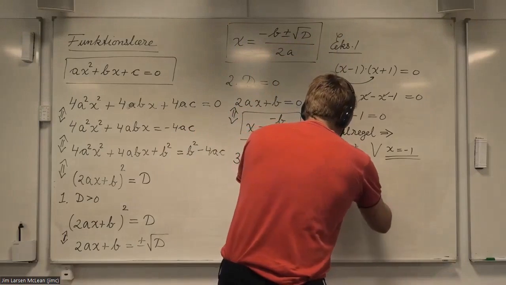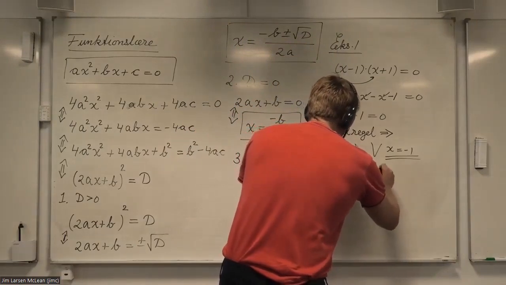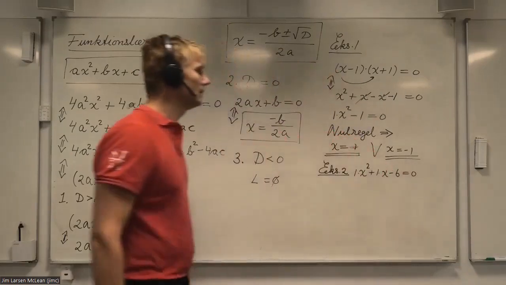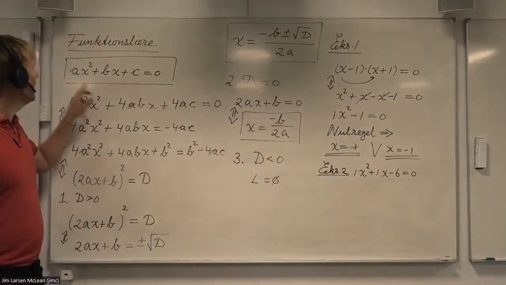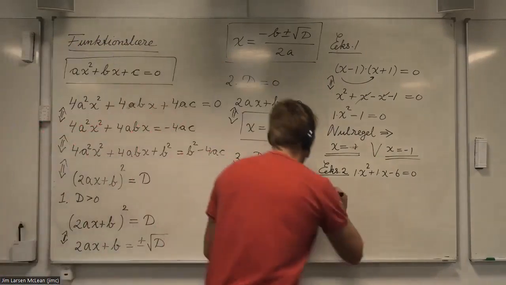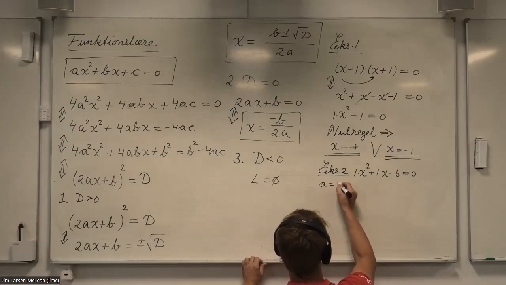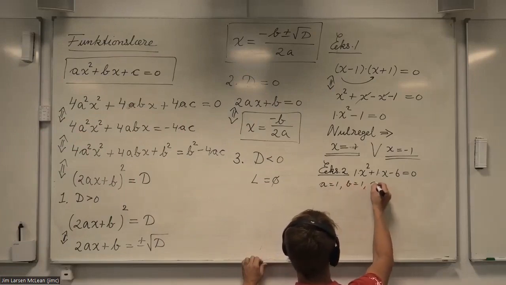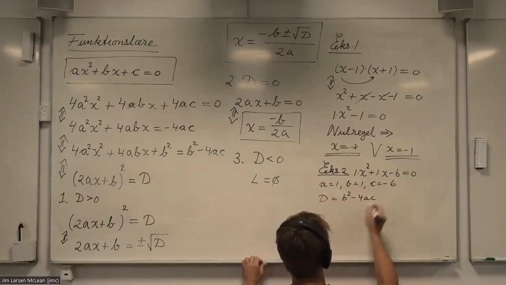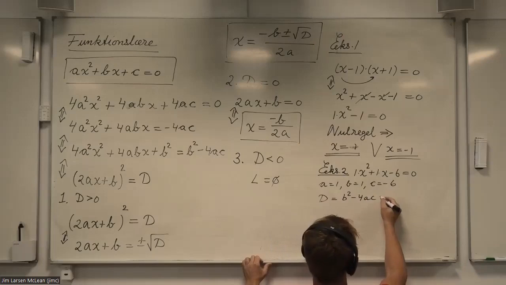If now I have an equation that is 1x squared plus 1x minus 6 equals 0. It is another quadratic equation. A is 1, B is 1, C is minus 6. So we can just write that A is 1, B is 1, C is minus 6. So I can calculate the discriminant. It was b squared minus 4ac. So I plug in the numbers.